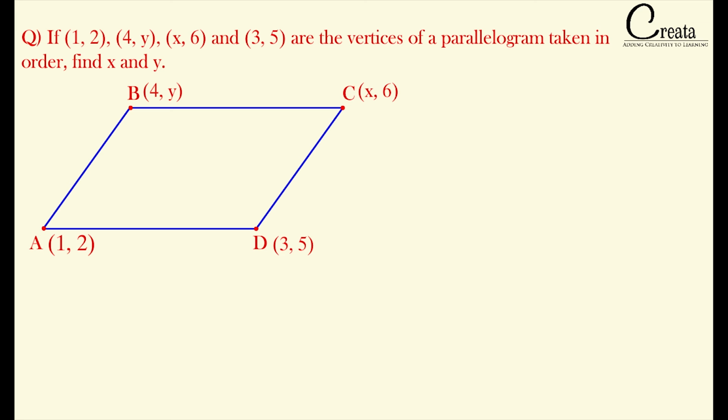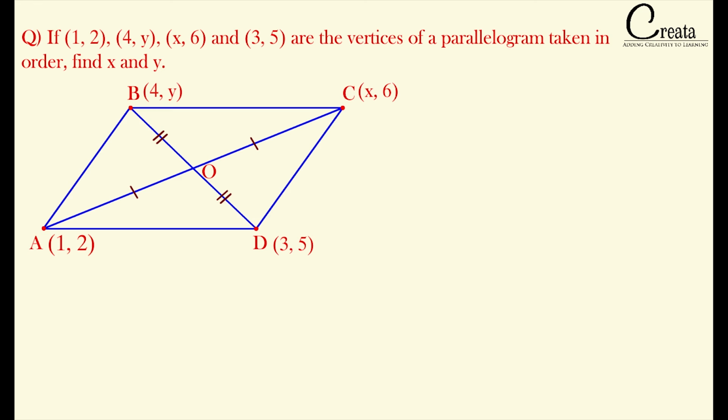So firstly, let's draw the diagonals, that is AC and BD. These are the two diagonals and they are meeting at the point O. As per the property, AO will be equal to OC and OD will be equal to OB. That is, O is the midpoint of the diagonal AC and O is also the midpoint of the diagonal BD. Based on this property, we will try to solve this question.